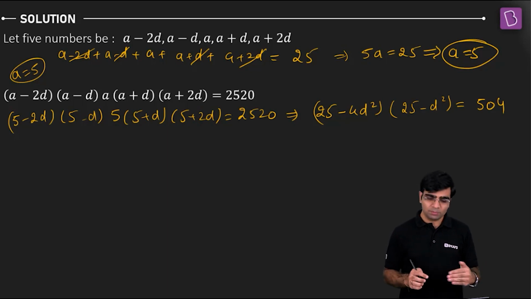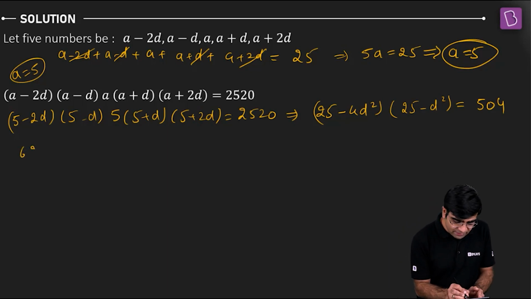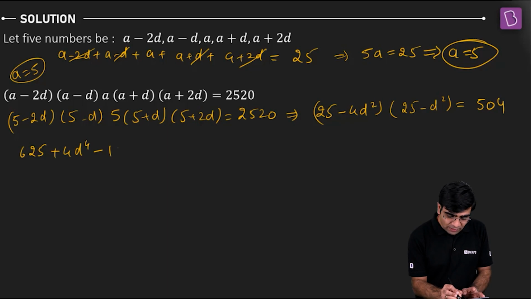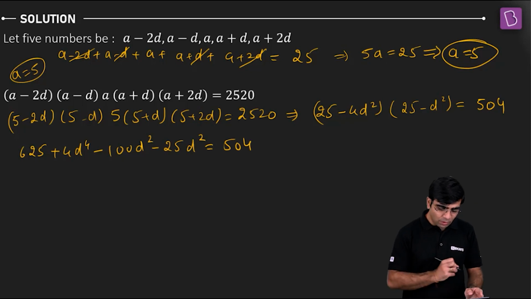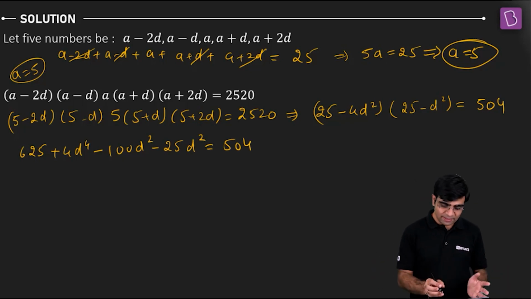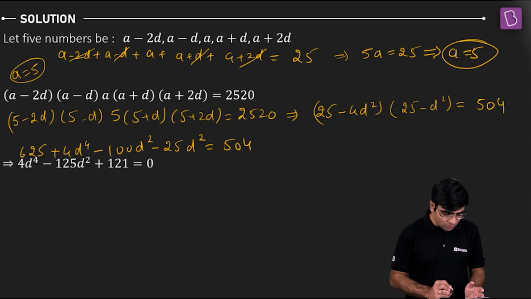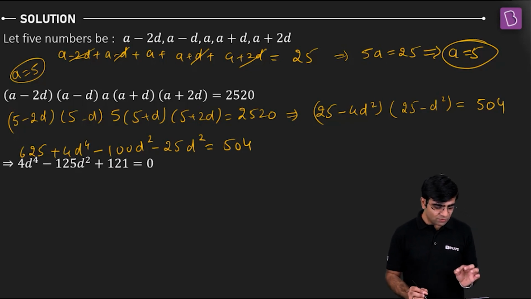Let's simplify a bit more. So when I multiply it, we get 625 plus 4d power 4 minus 100d square minus 25d square is equal to 504. All right, let's bring everything on one side and rearrange it. So it will look like 4d raised to 4 minus 125d square plus 121 equal to 0.